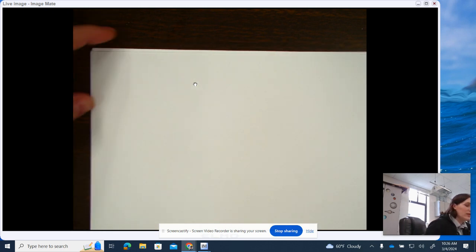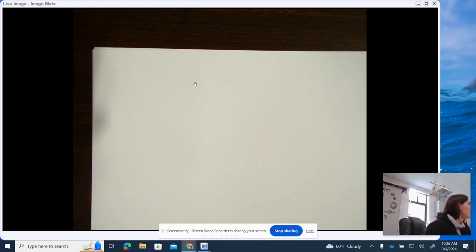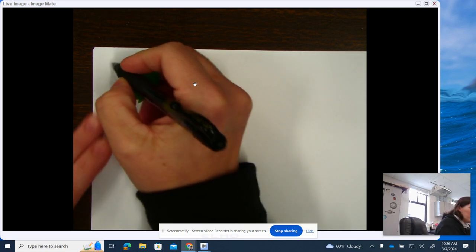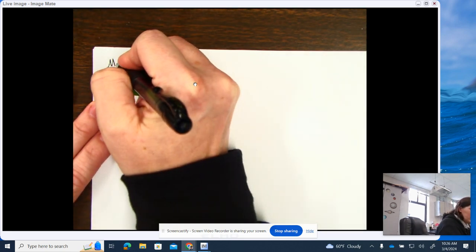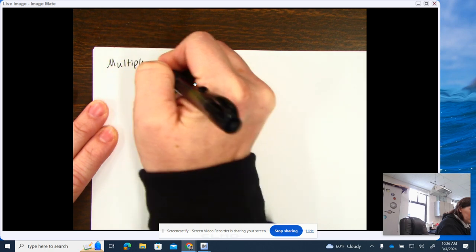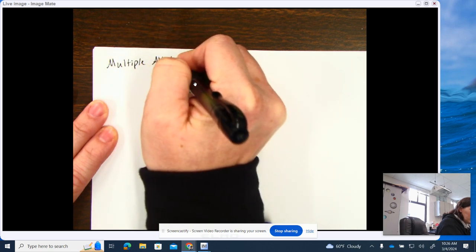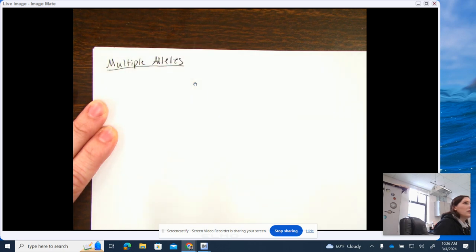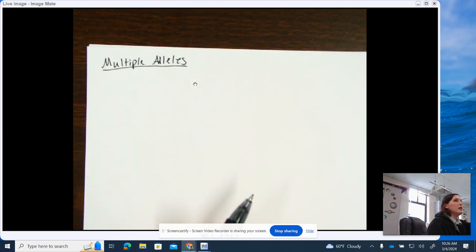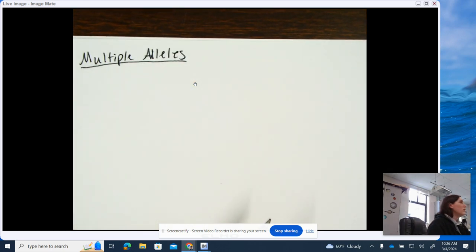Hopefully you guys can all see this, and we're going to go through some new types of genetics today. Our first type is called multiple alleles. Hopefully you guys can see that. I'll zoom in. All right, and you guys can still ask me questions, okay?